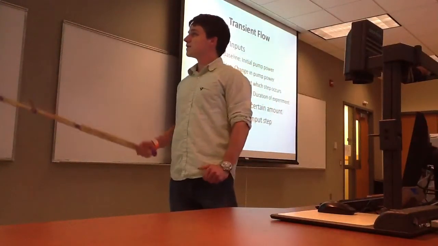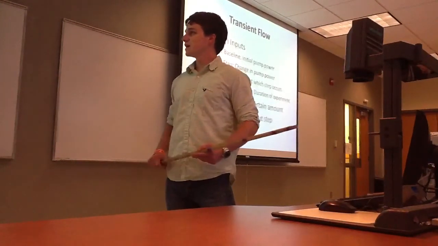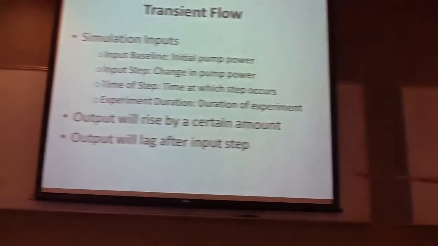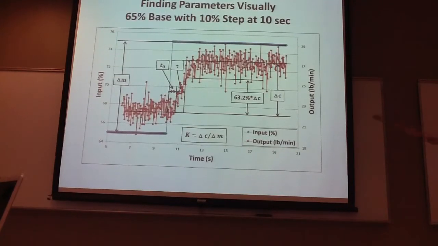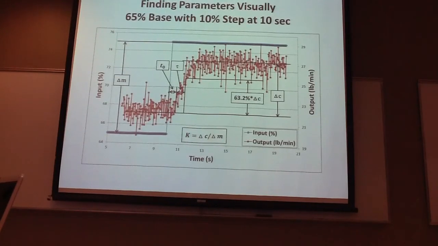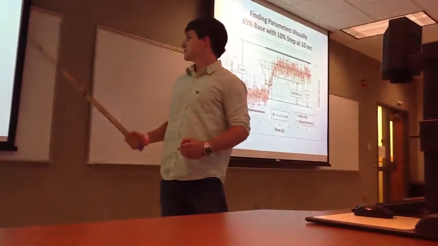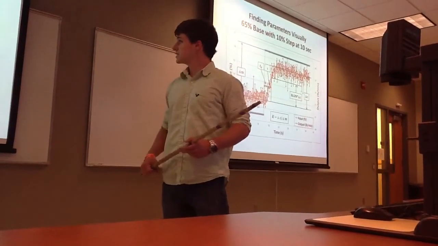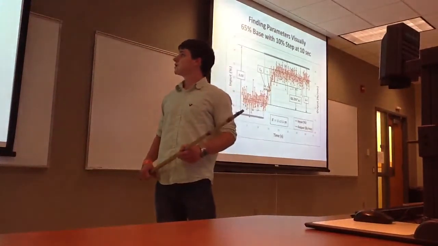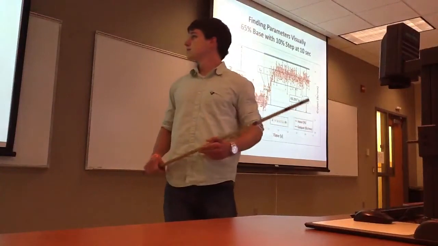For the transient flow, we have to do an input baseline and an input step for each of the different low, mid, and high ranges. This is for a 65% base, which outputs around 22 pounds per minute and goes up to 27 pounds per minute. So that would be the lower range.